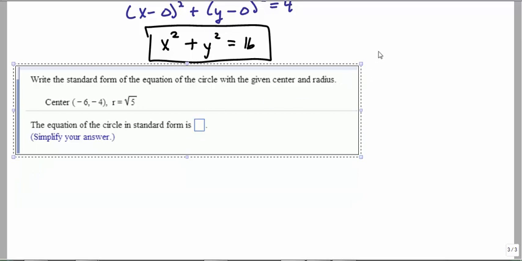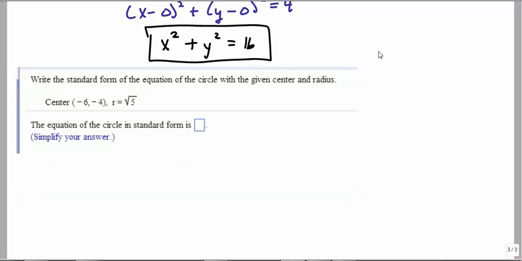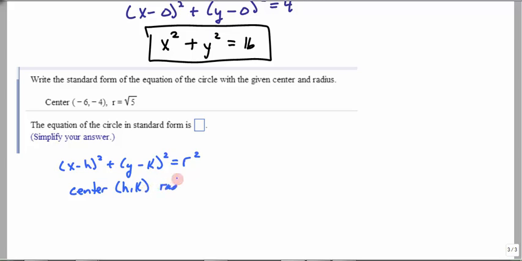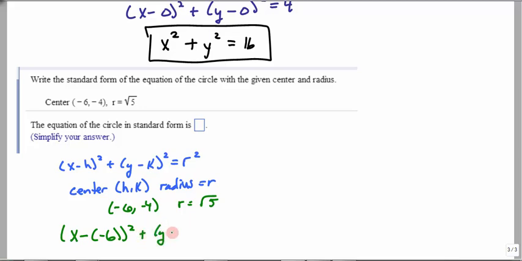So to start with, as usual, I want to go ahead and write down the general equation of my circle. So this is x minus h quantity squared, y minus k quantity squared equals r squared. So our center here is (h, k), and our radius equals r. Well, our center is (-6, -4), and our radius is the square root of 5. So we would say x minus a negative 6 quantity squared plus y minus a negative 4 quantity squared equals the square root of 5 quantity squared.